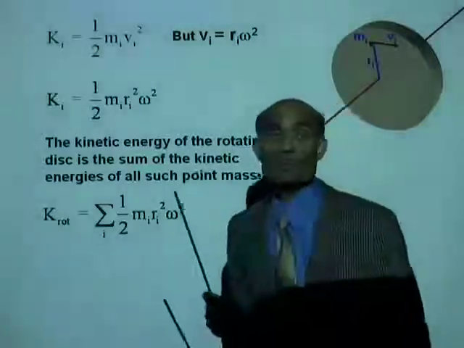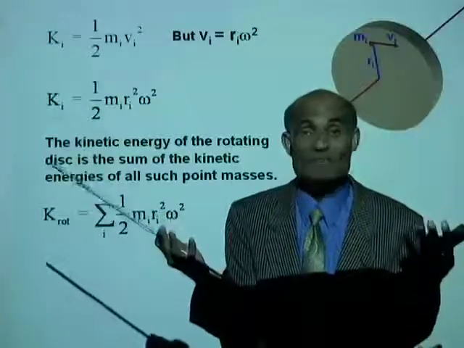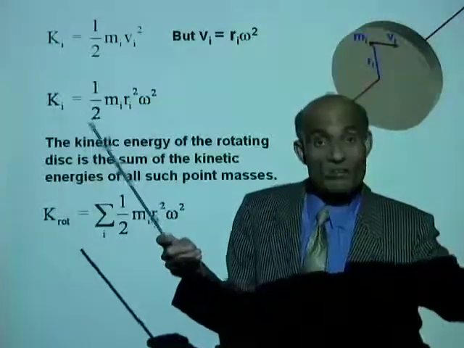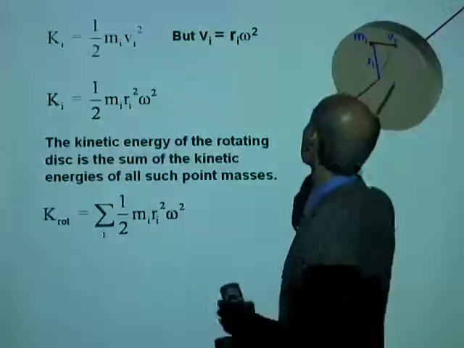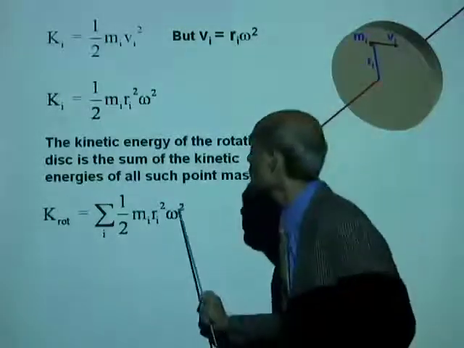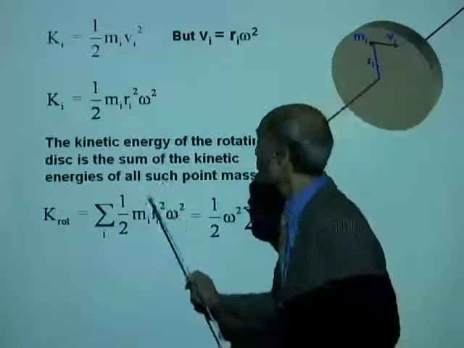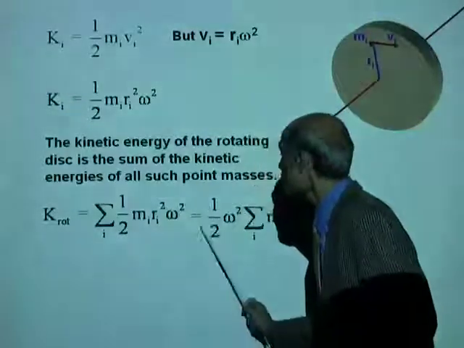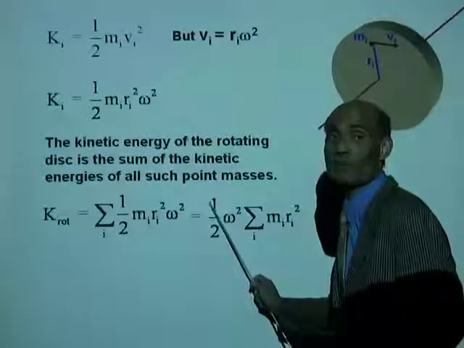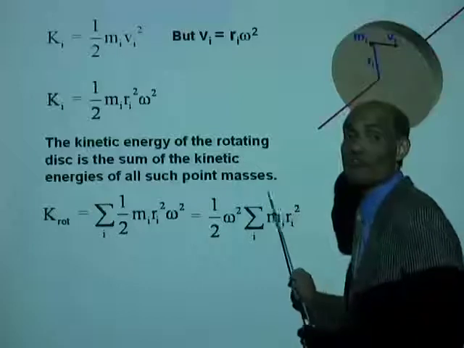For all particles, omega is the same. The angular velocity will not change. Just like alpha is the same, omega is the same for all the particles on the disk. That means that is a constant which we can bring out. Therefore, 1/2 omega squared comes out, and the summation over i of m_i r_i squared.